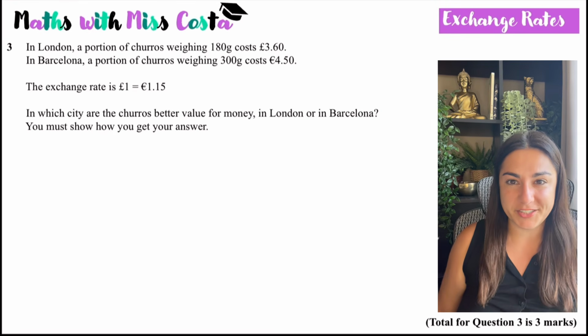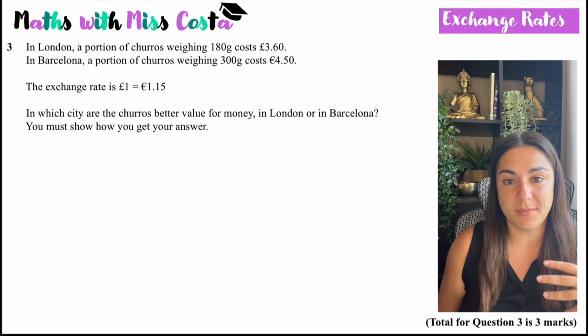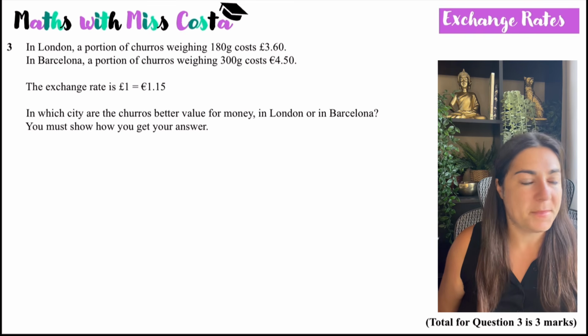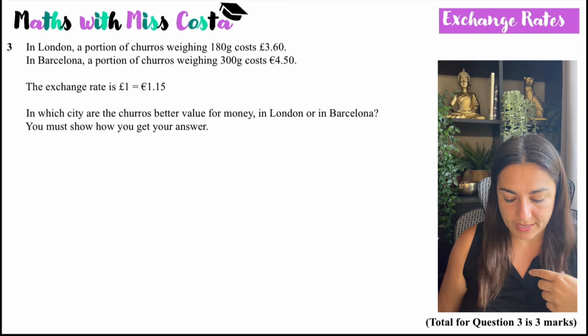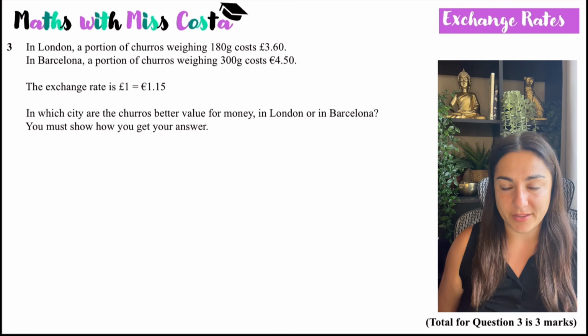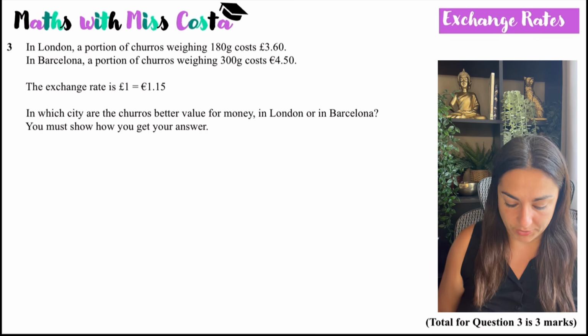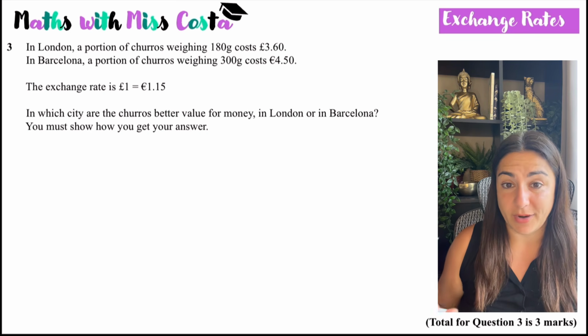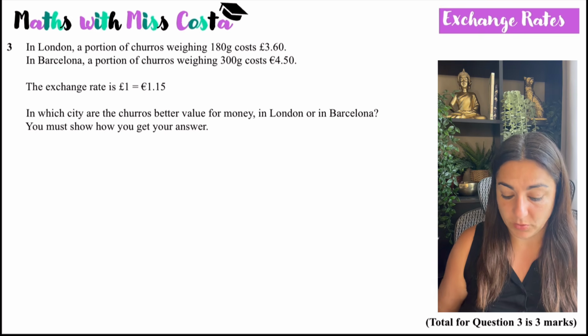Okay, so here I've got an exchange rates question, and what's really important when I've got questions like this is to create a comparable. So either you want to work out the price of, let's say, 1 gram, or you want to figure out the price of how much £1 would get you. Now, I think that what I'm going to go for in this question is grams. So let's see what's going on.